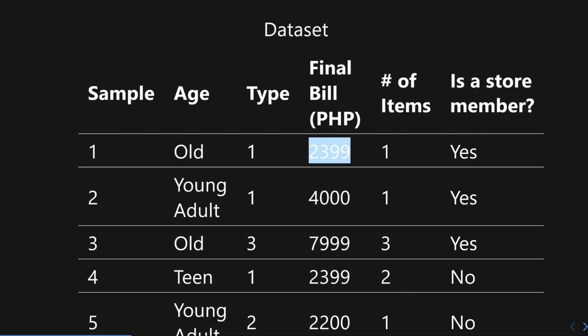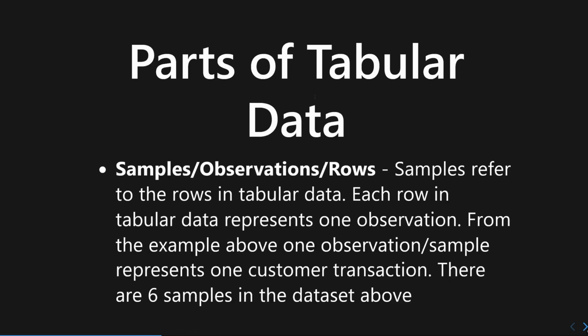Is a store member? This one is qualitative as well. It can only be yes or no, for example. And there's no natural ordering between either yes or no. So this could be considered as nominal data. This one right here, type, it might be a little bit misleading because these are numerical values, 1, 2, 3, 4, 5. But I will discuss later why it's possible that this is not quantitative data. There's some missing context right here, but let's move on in the slides right here.